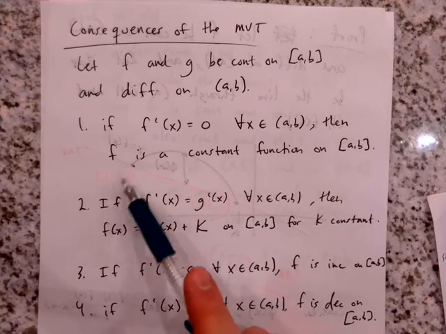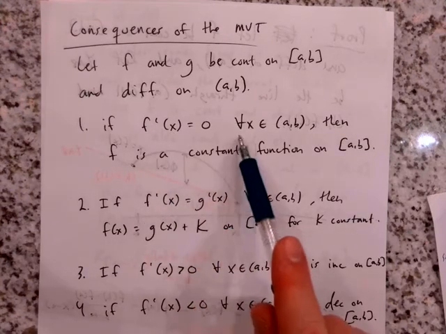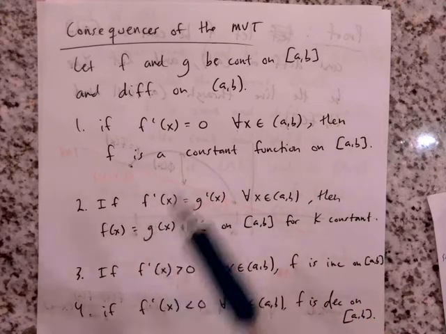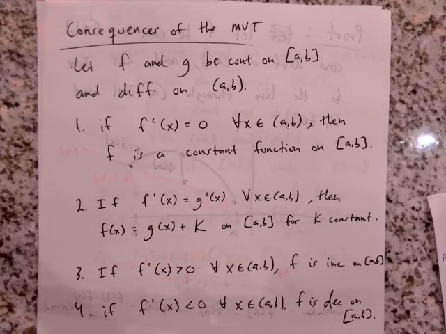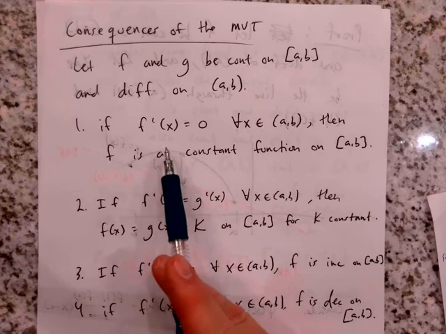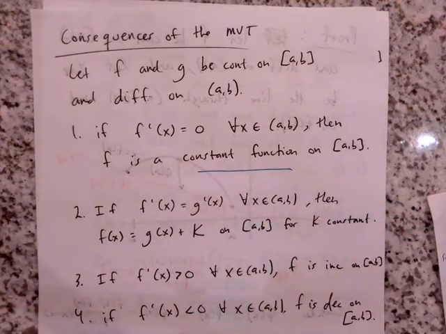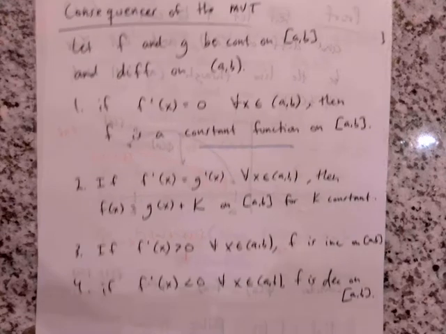The first consequence: if f prime of x is 0 for all x in the interval a to b, then f has to be a constant function on the closed interval ab. So if the slope is always 0, the graph is always going like this, and the graph is constant. Again, easy to understand geometrically, but analytically you need the mean value theorem to prove that.